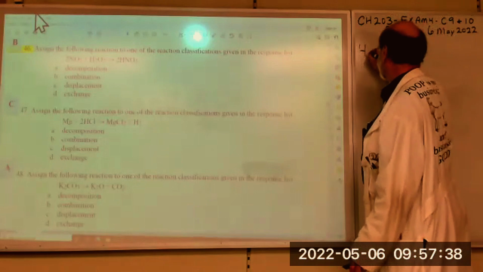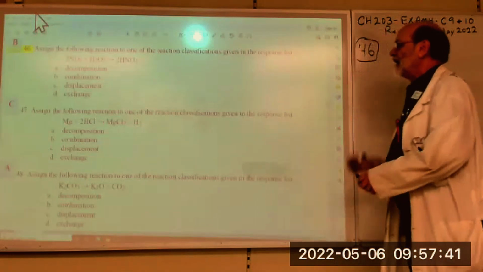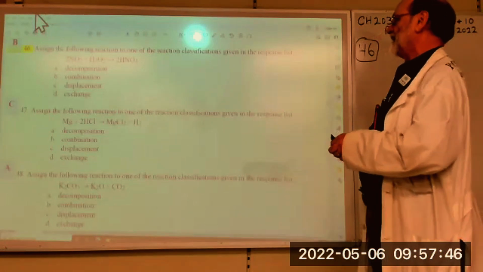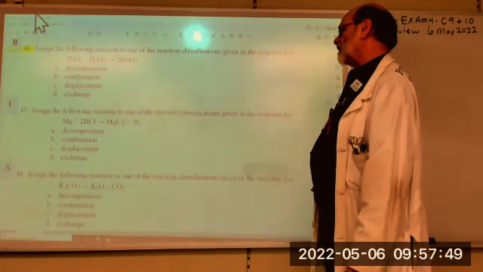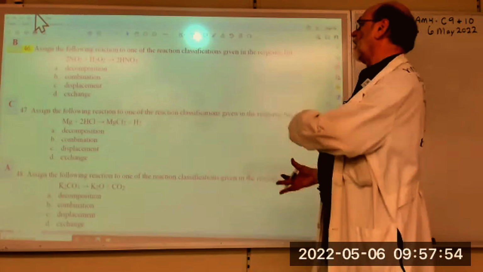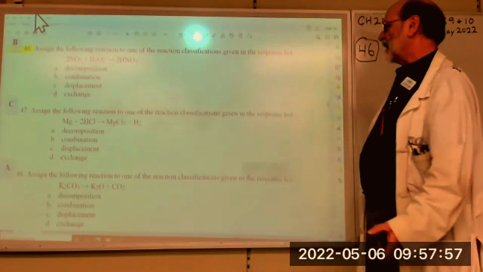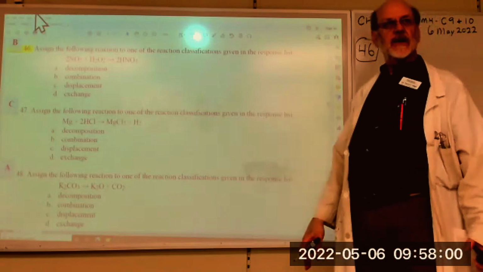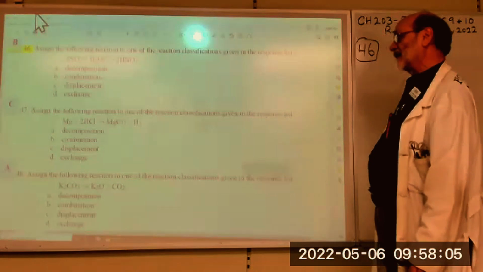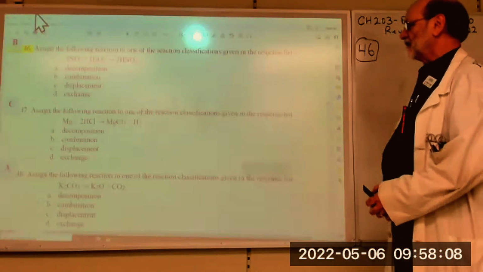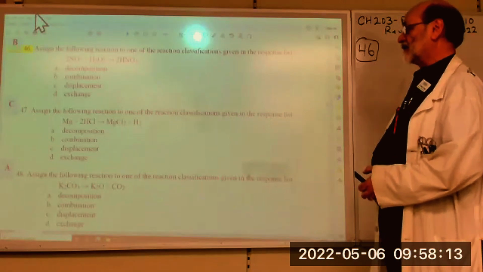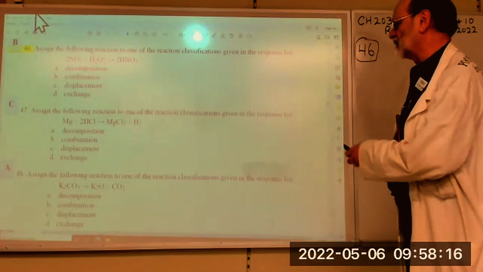46. Okay, assign the following reaction to one of the reaction classifications given in the response list. Okay, let's see what we got here. We've got 2 complex making 1. 2 goes into 1. Is that a combination? I think so. It's like A plus B equals C is a combination reaction. It's not a decomposition. It's not a displacement. Not an exchange either. Okay, so it has to be a combination.